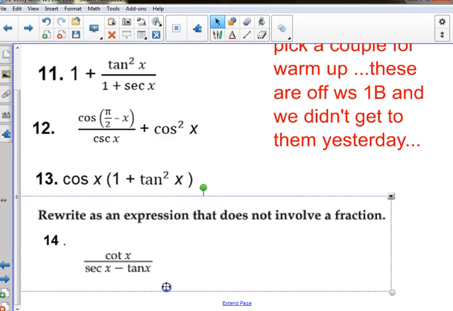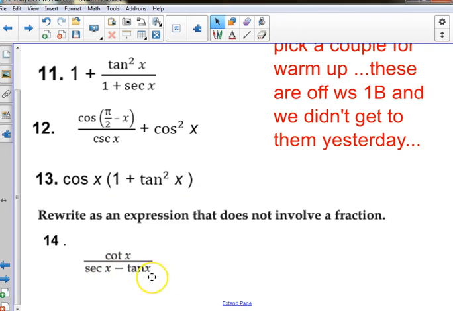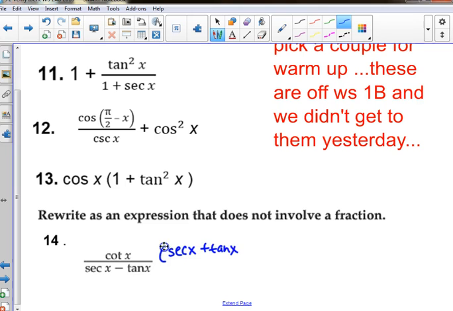Can I ask a question? Is secant squared minus tangent squared something good? These aren't squared right now, but can you look on your reference sheet? It's 1. So what would we multiply this by to get rid of this denominator? Remember, I briefly talked about this yesterday. The conjugate of the denominator. What is the conjugate of the denominator? Secant of x plus tangent of x, okay?